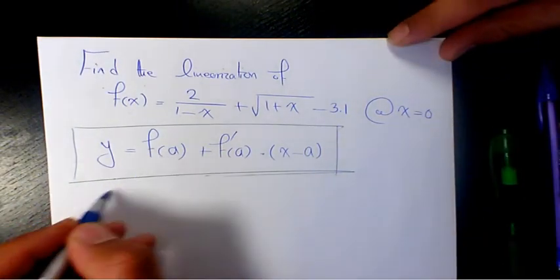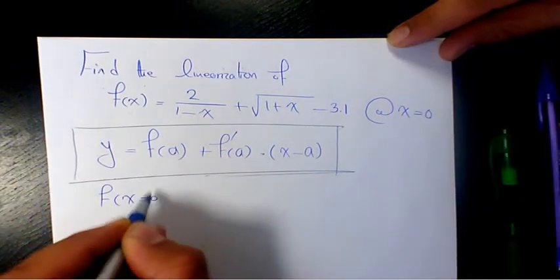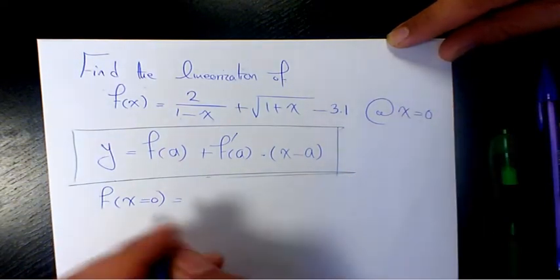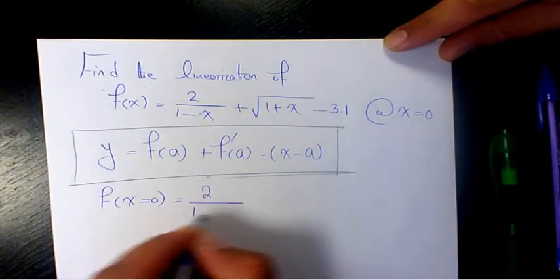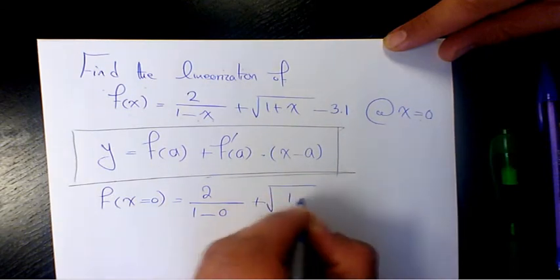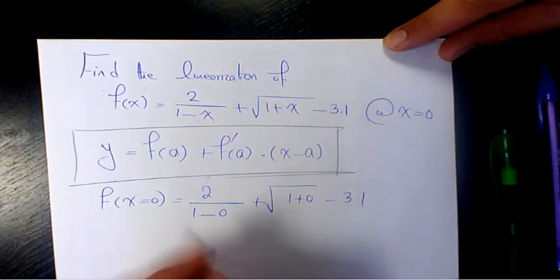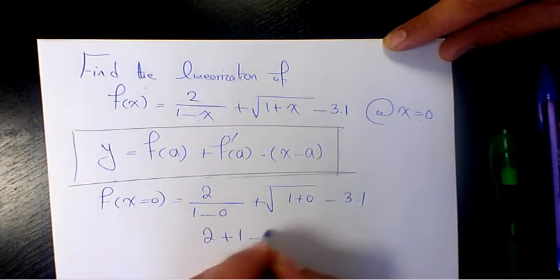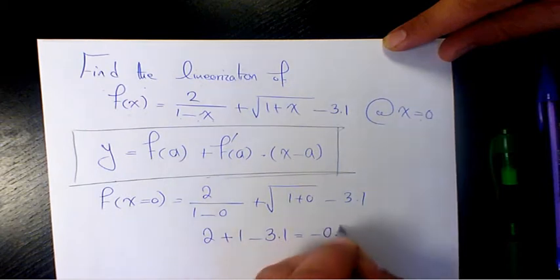So f of a is f of x when x is equal to 0, because the point here is 0, which is going to be 2 over 1 minus 0 plus square root of 1 plus 0 minus 3.1. So it's going to be 2 plus 1 minus 3.1. That's going to be negative 0.1.